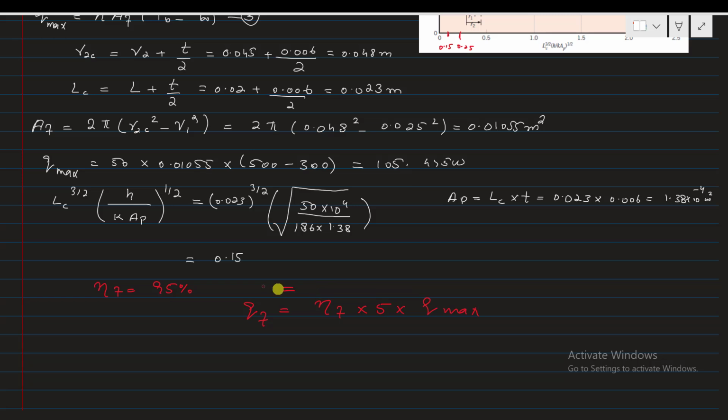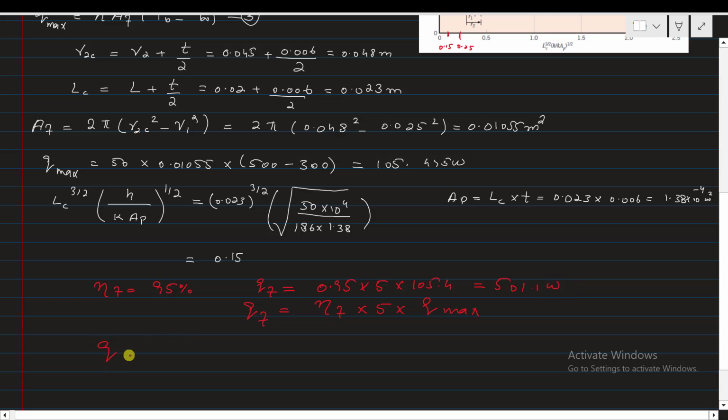So what is the efficiency of the fin? That is 0.95, number of fins, that is 5, Q max, the maximum heat transfer by the fin, that is 1054 watt. So after multiplication you will get the heat transfer by the fin, that is 501.1 watt.